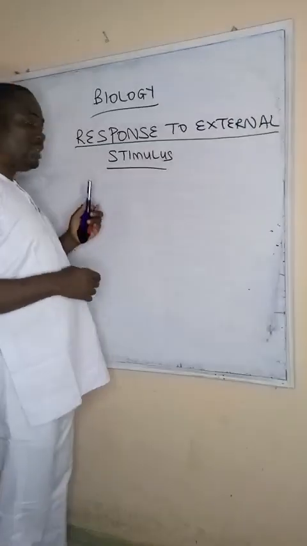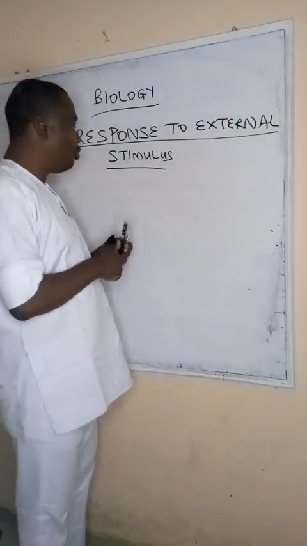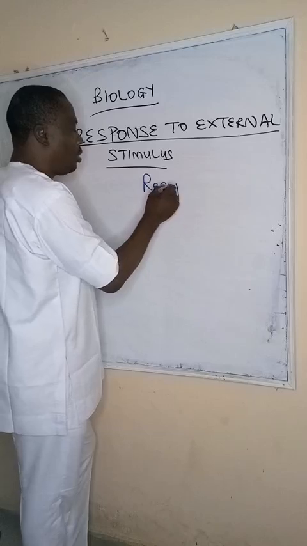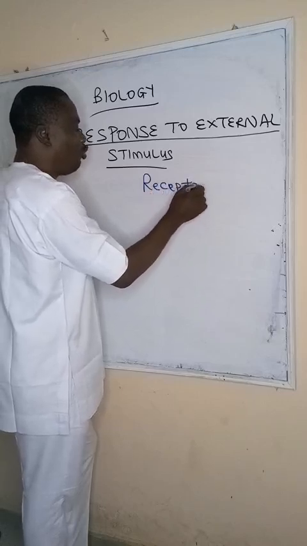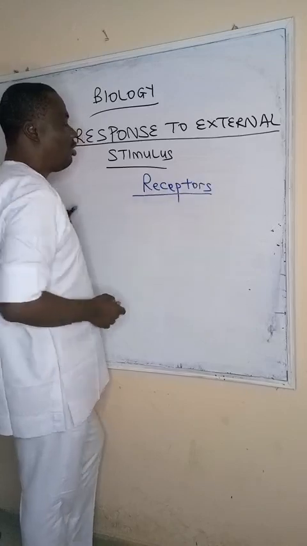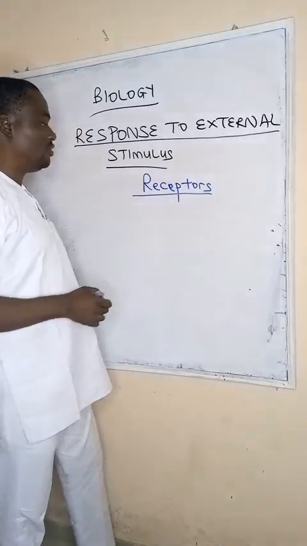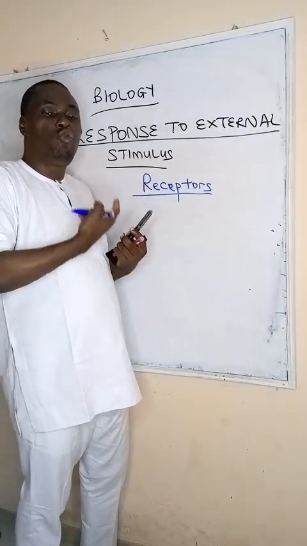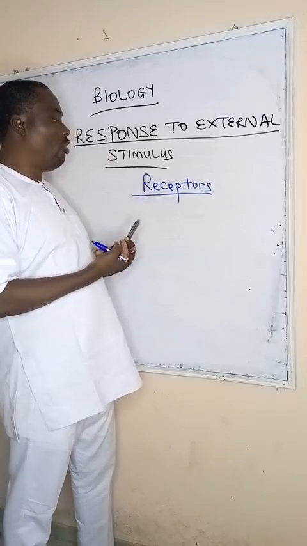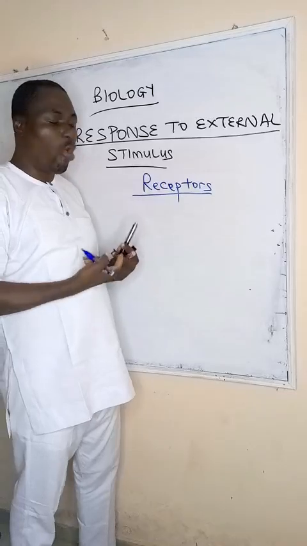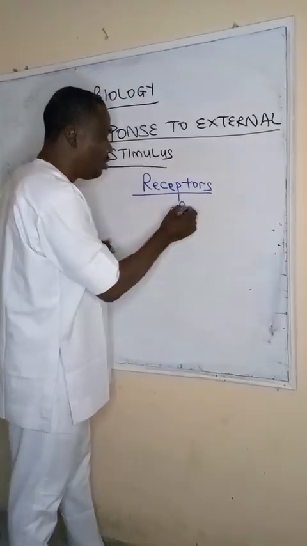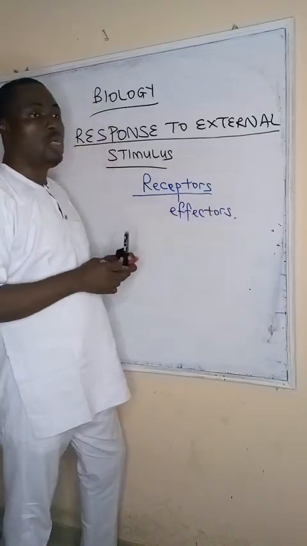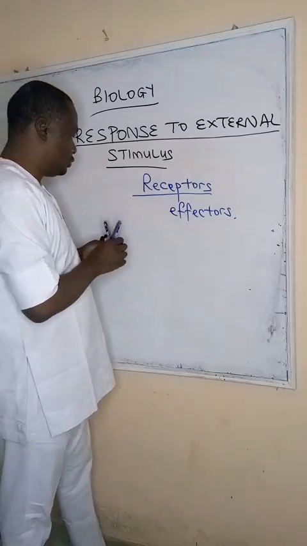Stimuli are normally detected in the body by structures called receptors. In human beings, they are detected by receptors. The receptors detect change and send it to appropriate structures that will bring about the response. The structures that bring about the response are called effectors.